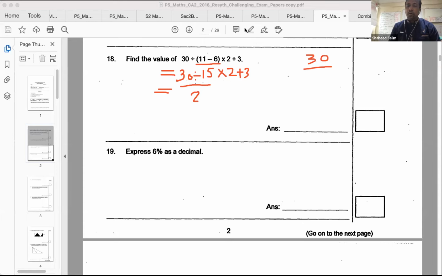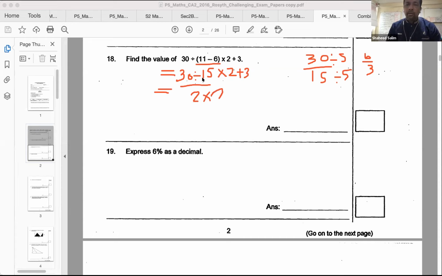Okay, how to reduce? For those who don't know, because sometimes this tuition session is for you to revise. So divide by 5. You divide by 5 also. How much do you get? You get 6 over 3. Now this one, 6 divided by 3 is 2. 2 times 3 is 6. So now you get 2. Then you must times by 2.